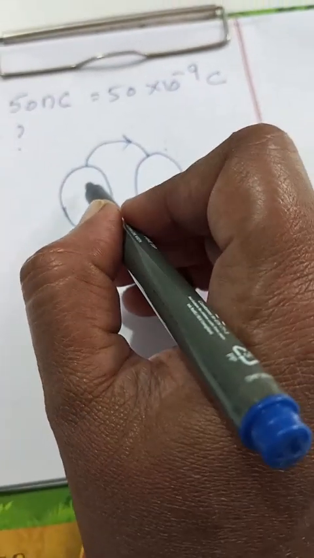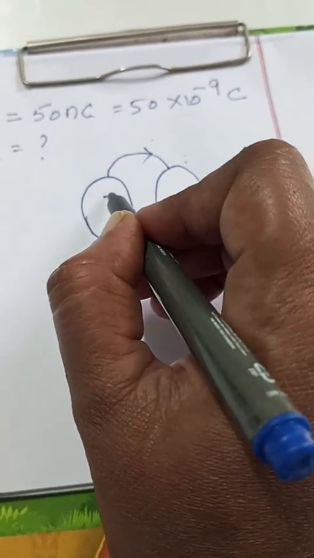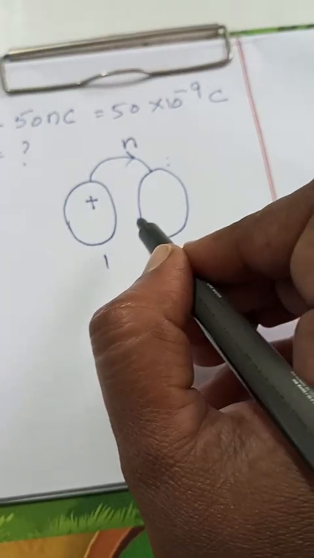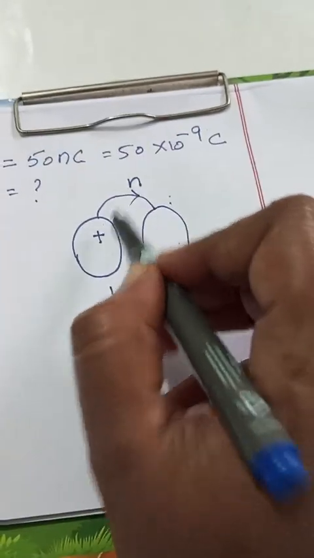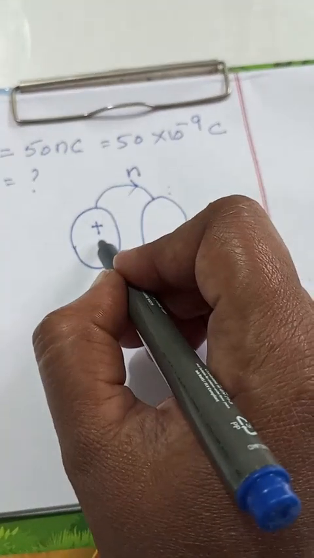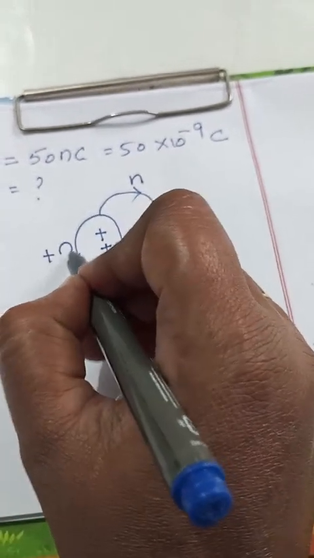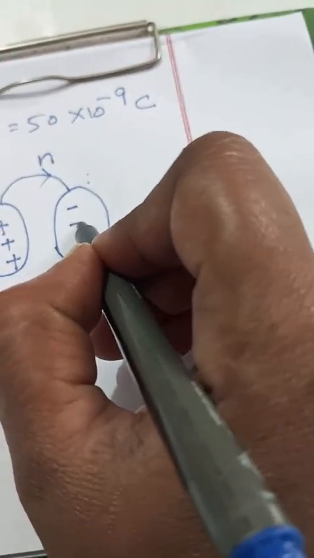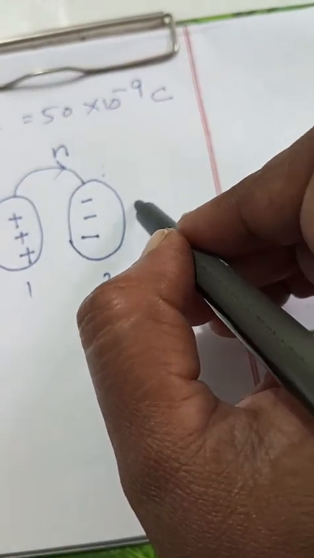Now let us suppose this object is losing the electrons. After losing n electrons, let us suppose n is the number of electrons transferred from this object to this object. Now after losing these n electrons, this object becomes positively charged and its charge is plus q. Now this object, after gaining n electrons, becomes negatively charged and its charge is minus q.